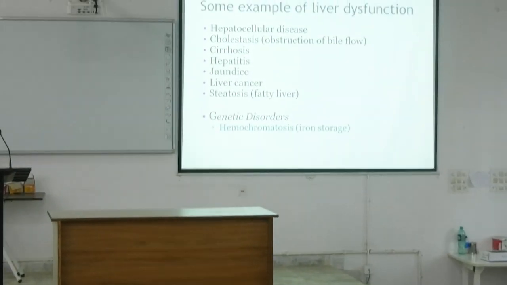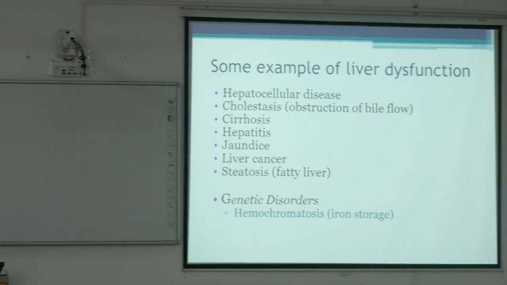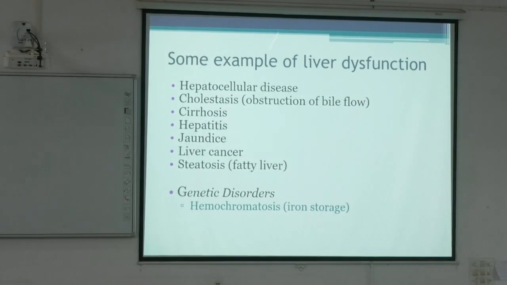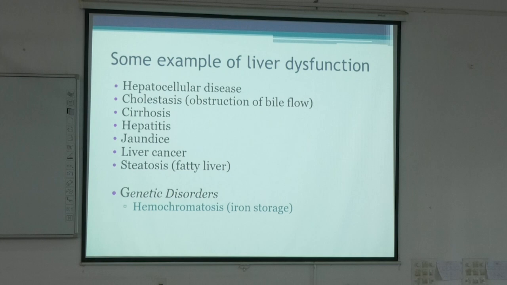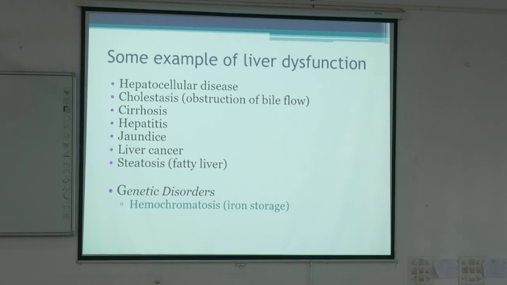Okay? So what things can go wrong? There can be hepatocellular diseases, that means diseases of the parenchymal cells itself. Hepatic parenchymal loss. Hepatocytes are getting injured. Then there is cholestasis. What do you mean by the word cholestasis?